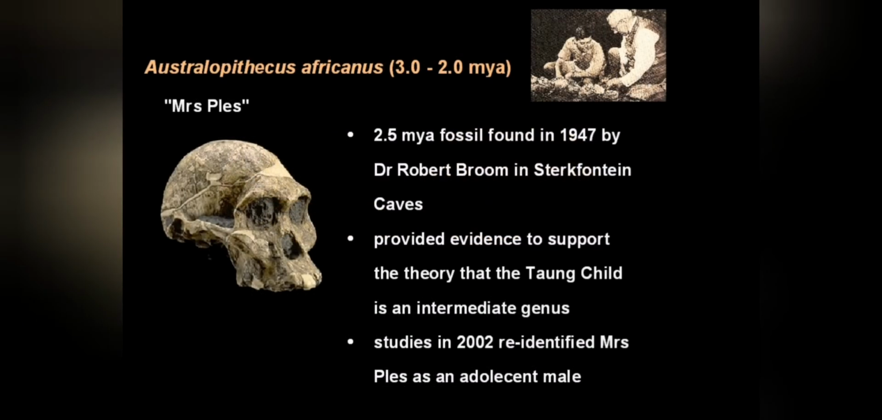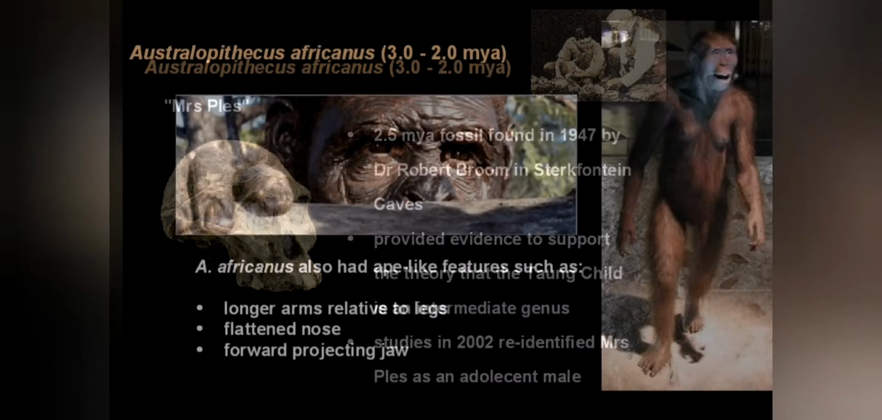Mrs. Ples is quite a well-known fossil. This one was also found in Sterkfontein by Dr. Robert Broom, and again it provides evidence that supports the theory that Taung child and Mrs. Ples are an intermediate species between apes and humans.